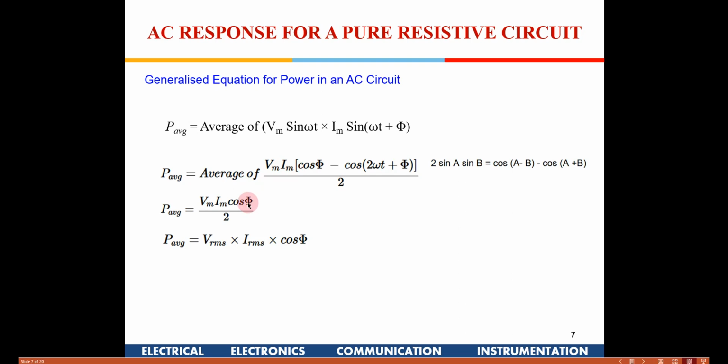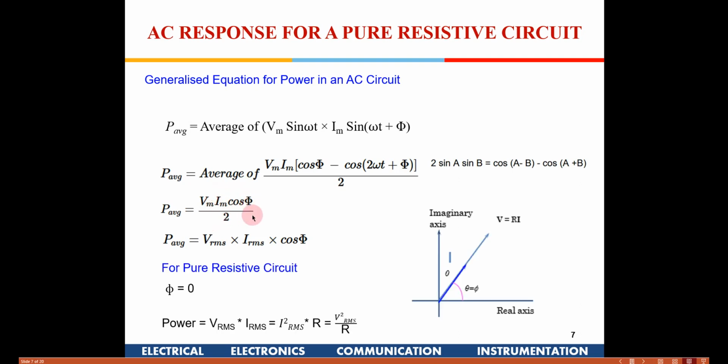Is this understood, how did we reach here? Yes, sir. Okay. So now for a resistor, cos phi is going to remain exactly in phase, right. So phi will be 0, and that is why this component will become 1. So it is Vm Im divided by 2, or I can write it as Vm divided by root 2 into Im divided by root 2. That comes out to be Vrms and Irms.